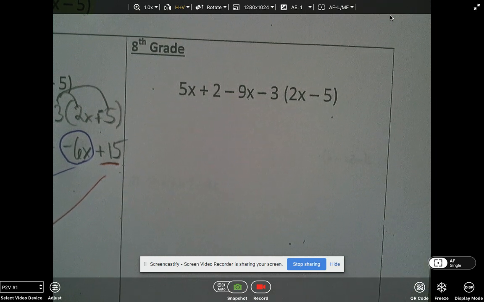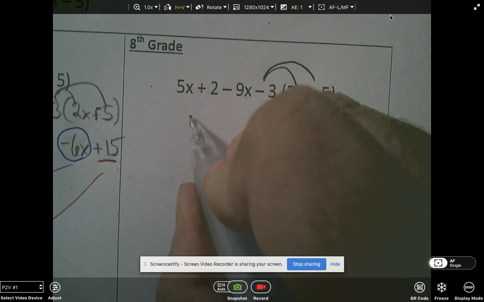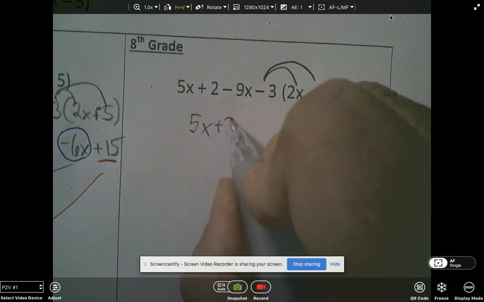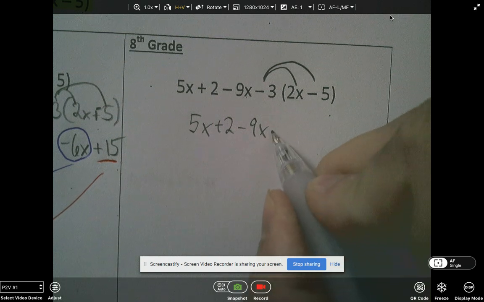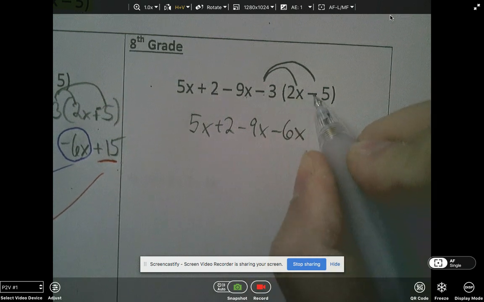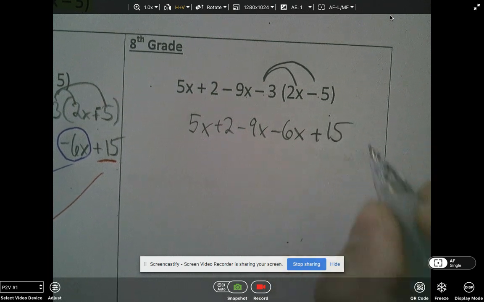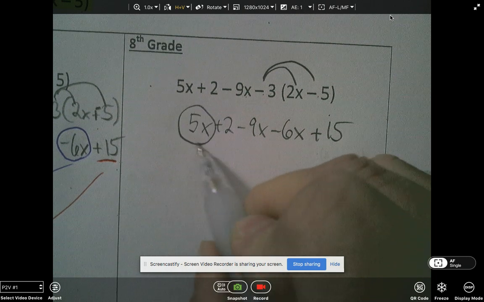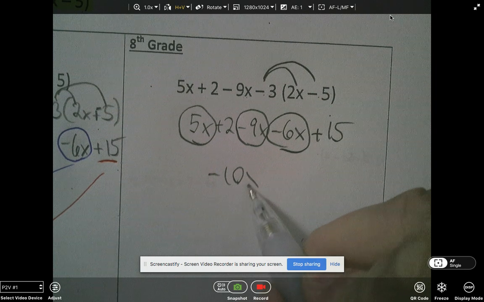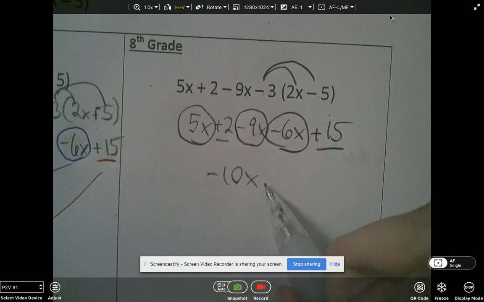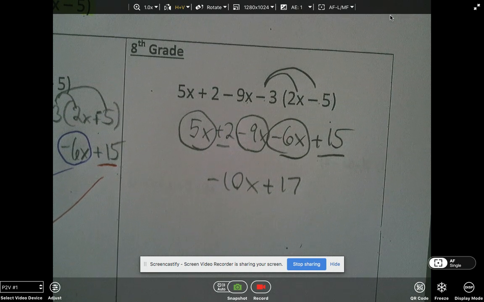So if I was doing this the 8th grade way, I would simply distribute first. I would write this as 5x plus 2 minus 9x. And then negative times a positive would be minus 6x. And negative times a negative, remember I see these both as negatives now, is positive 15. Same thing, combine like terms here, here, and here. It's negative 10x. And then this term and this term for constants is just plus 17. So again, that's the one thing that's different.